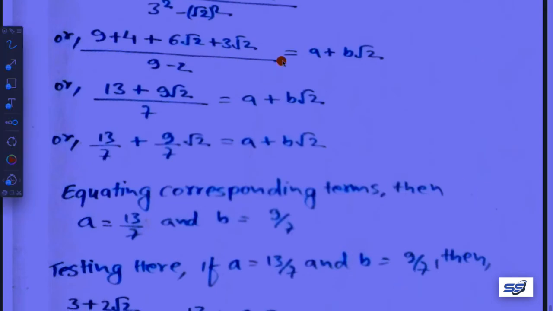Getting this value, we have (13+9√2)/7, since 6 plus 3 is 9√2 and 9 minus 2 is 7, equals a+b√2. Now separating, 13/7 plus 9√2/7 equals a+b√2. Now equating corresponding terms means the first one shall be compared to the first one and the second one to the second one.